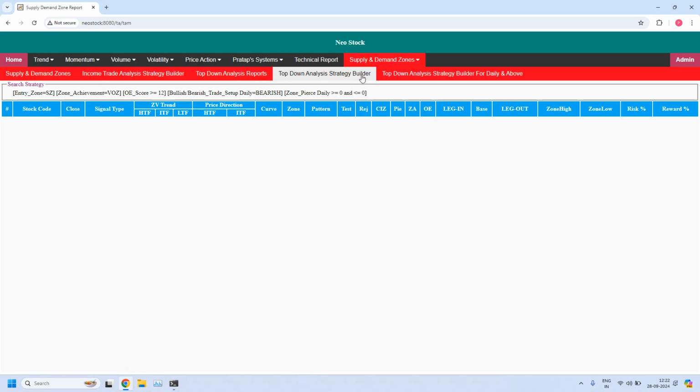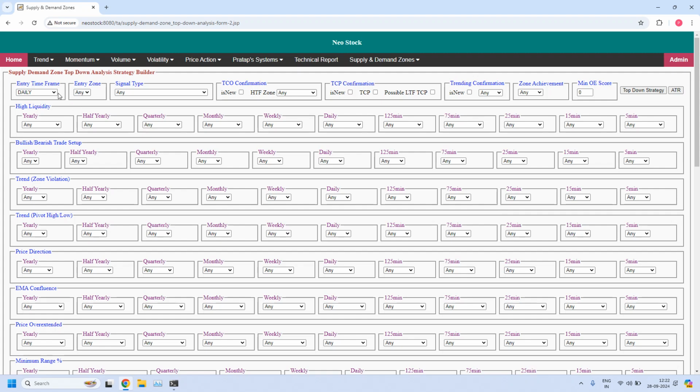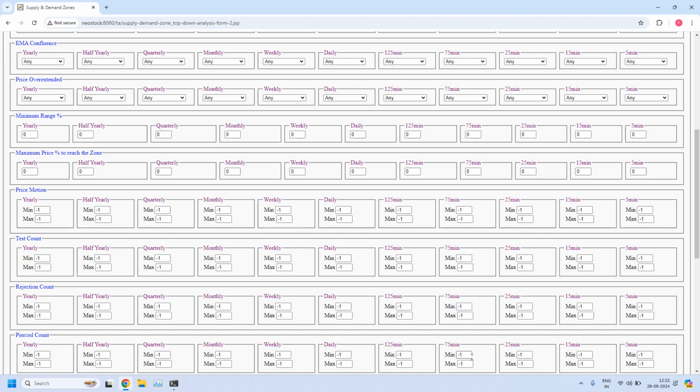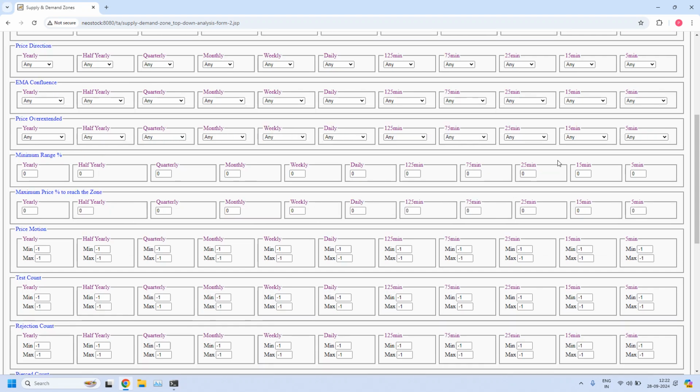Okay, next bullish trade setup for weekly income trade. For weekly income trade, entry time frame should be 75 minutes. Entry zone should be demand zone for bullish trade setup. In bullish or bearish trade setup at 75 minutes time frame, selecting bullish. The 75 minutes demand zone should not be pierced. So in the pierced count at 75 minutes time frame, I am setting minimum value 0, maximum value 0.